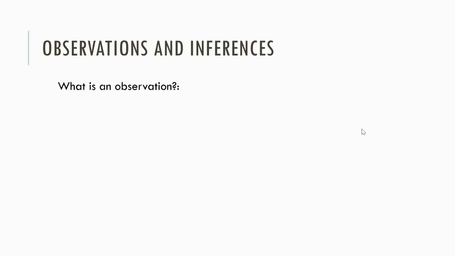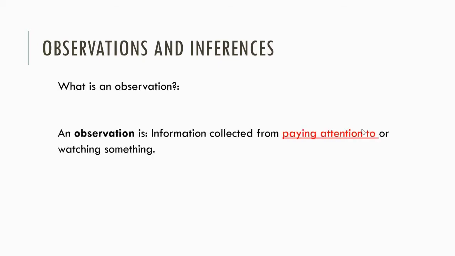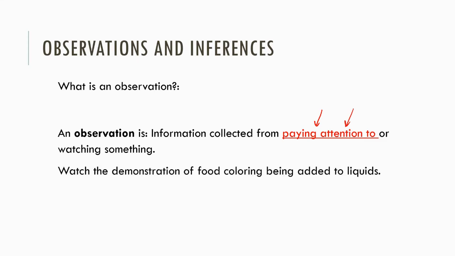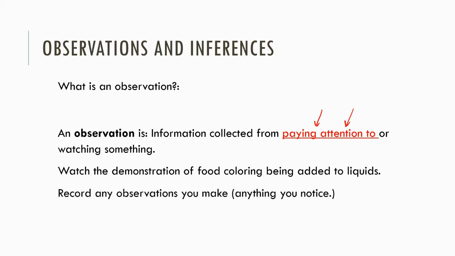So let's start off with what is an observation? An observation is the important information that's collected from paying attention to or watching something. The key is that you're actually paying attention to what you're seeing. So let's take a second and watch a demonstration of food coloring being added to different liquids. We're just going to use hot water and cold water. While you're watching, try to record any observations that you make, just about anything at all that you notice about the video.